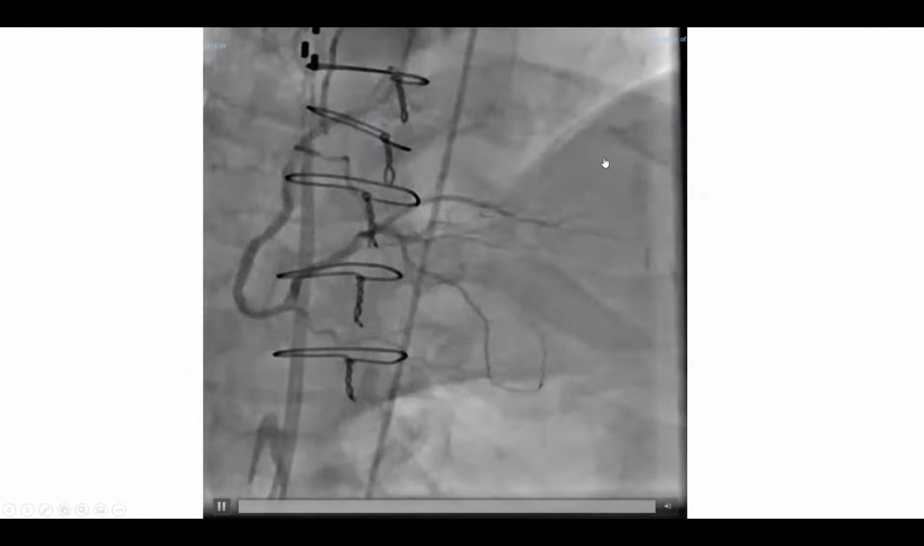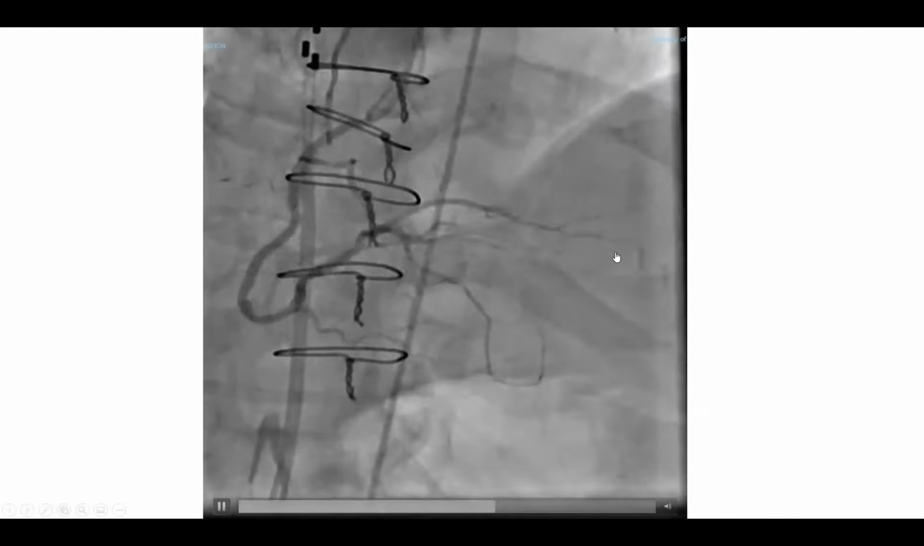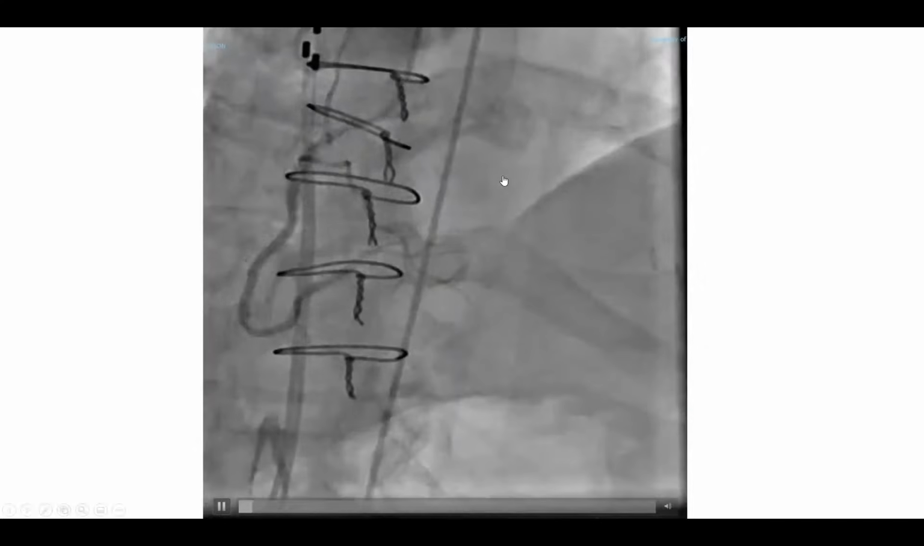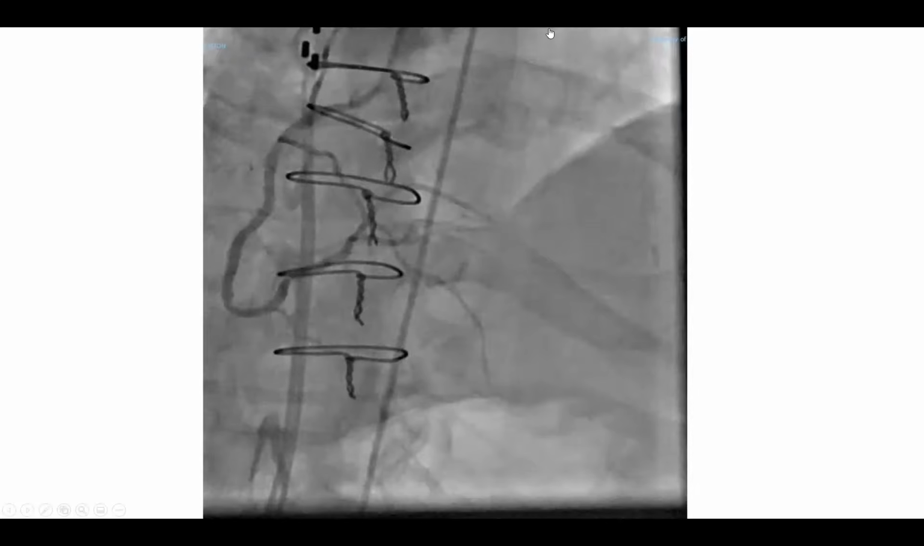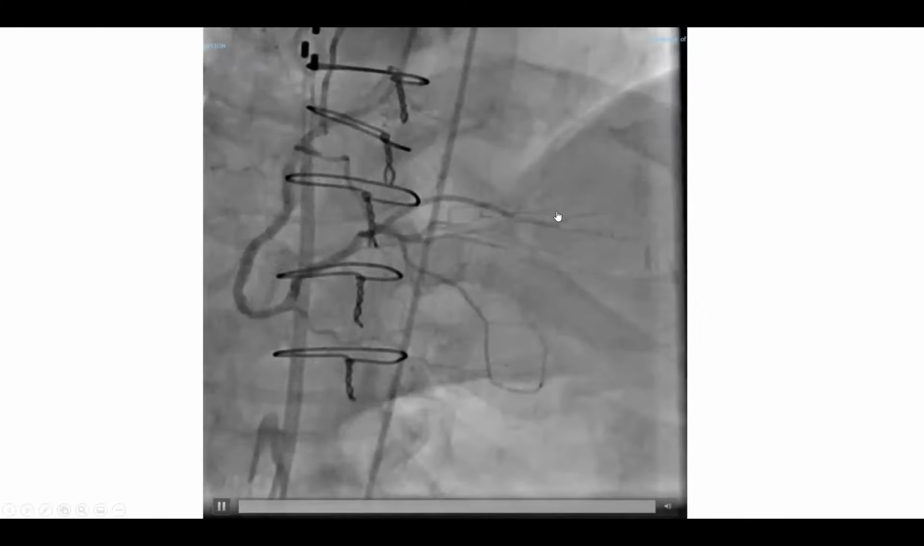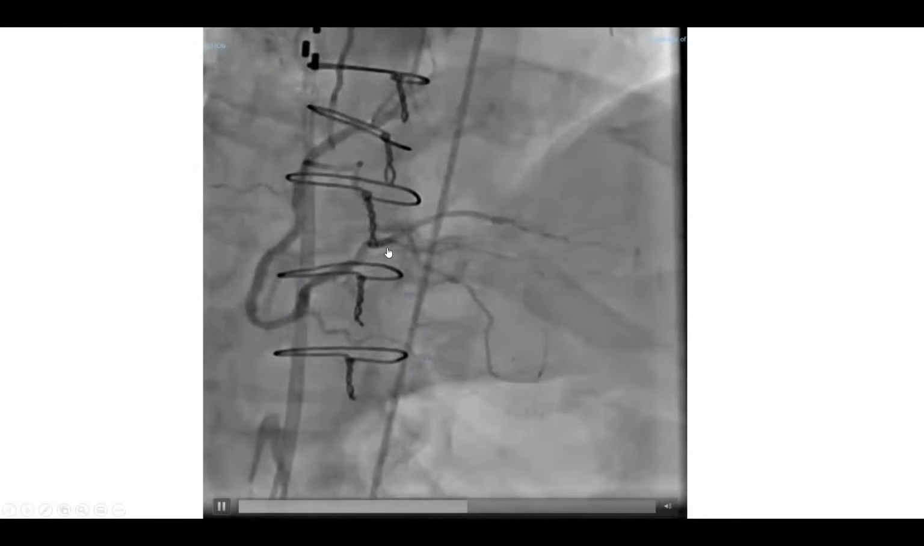Is this graft to the PDA occluded? If you want to guess, already by looking at this, is his graft to PDA occluded? So start thinking about this. You can try to answer that. Most likely. Okay, so that's a possibility as we were doing it.